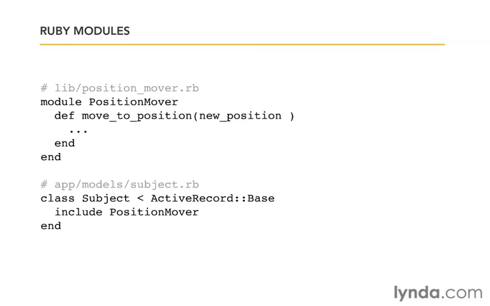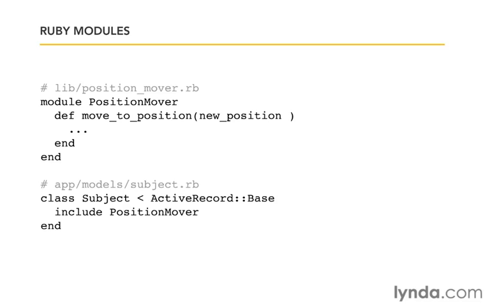So for example, if I have a module called positionMover, I would define it very much in the same way that we define a class. I would just say module and the name of the module, and then I would put definitions inside of it, just like we do in a class. The difference is that a module can't be instantiated. We can't have an instance of positionMover. It's just a wrapper of these methods waiting to be included in a class.